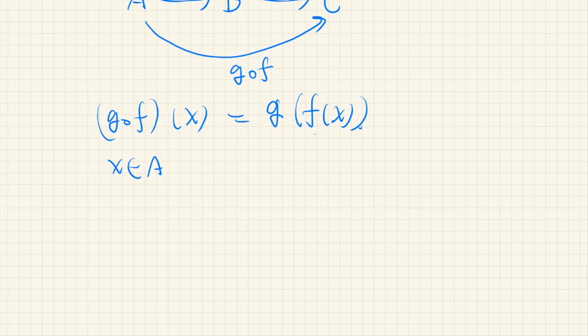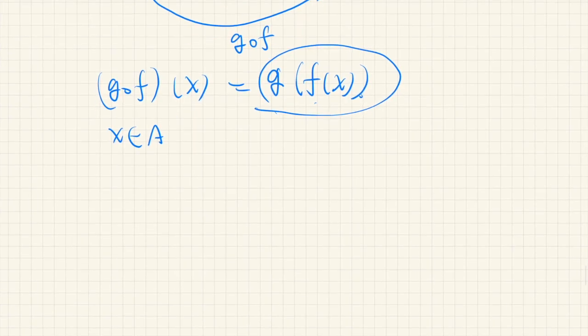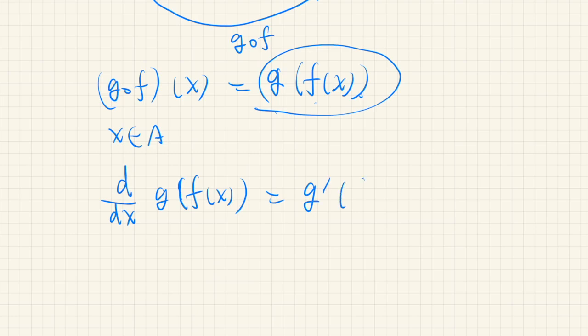And if f and g are both differentiable, we can define the derivative of this composite function, and that is the chain rule, remember? If we differentiate this composite function, g of f of x, what we have is g prime of f of x times f prime of x. So this is called the chain rule. So how can we extend this idea to multivariate functions?